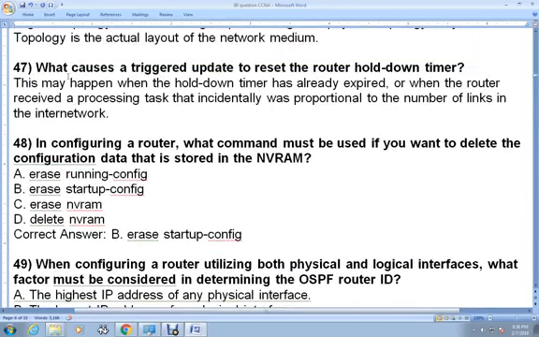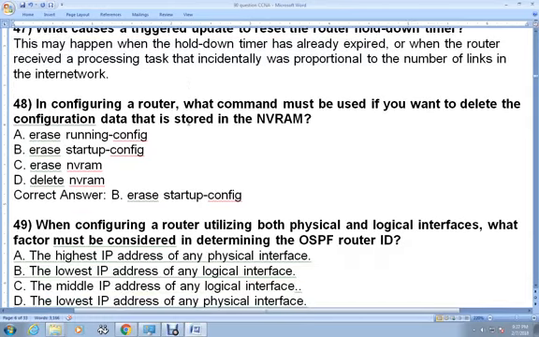Next question, what causes a triggered update to reset the router hold down timer? This may happen when the hold down timer has already expired. I have explained in detail how long it will hold and when it will expire in my previous videos. It also happens when the router receives a processing task that is proportional to the number of links in the internetwork. So this much is sufficient to understand what the causes are.